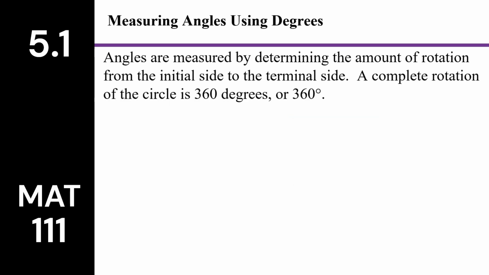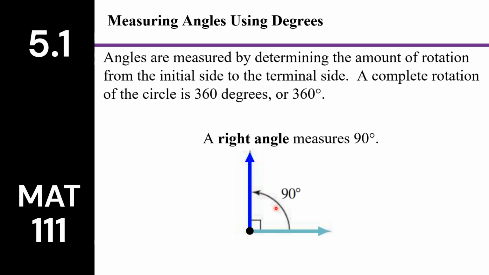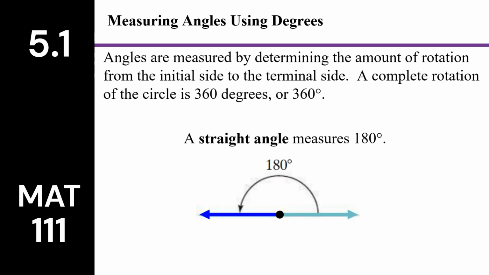Angles are commonly measured by using degrees and looking at the amount of rotation from the initial side to the terminal side. A complete rotation of the circle is 360 degrees. We have some special angles we want to learn. Acute angles measure less than 90 degrees. Right angles measure exactly 90 degrees. Obtuse angles measure more than 90 but less than 180. And finally, straight angles measure exactly 180.